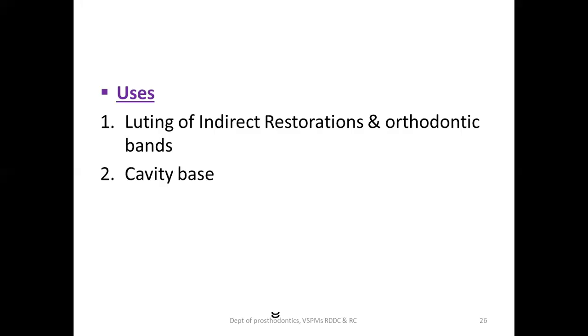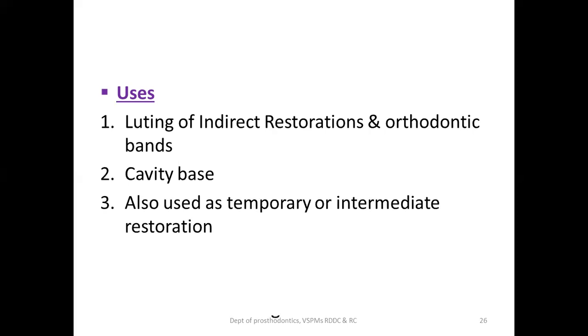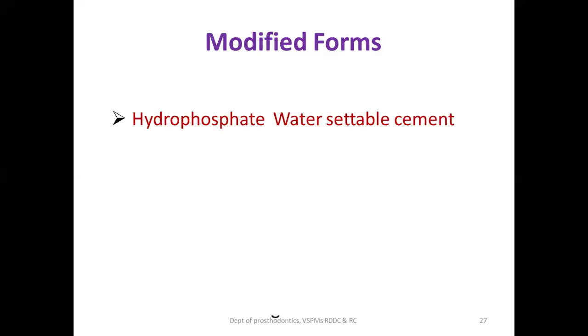It is used as a cavity base or a thermal insulator base. It is also used as a temporary or intermediate restoration. So these are the three main uses of zinc phosphate cement. Now let us come to the modified forms of zinc phosphate cement. The first modified form of this cement is the hydrophosphate water-settable cement.